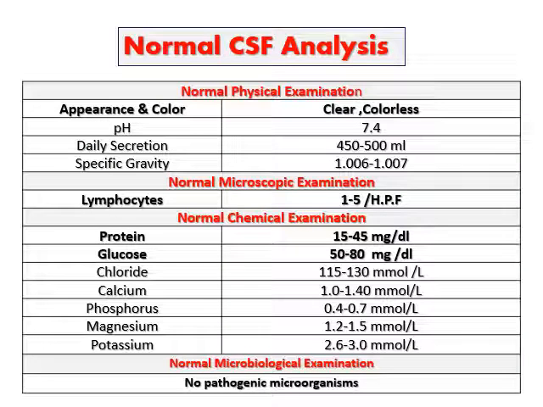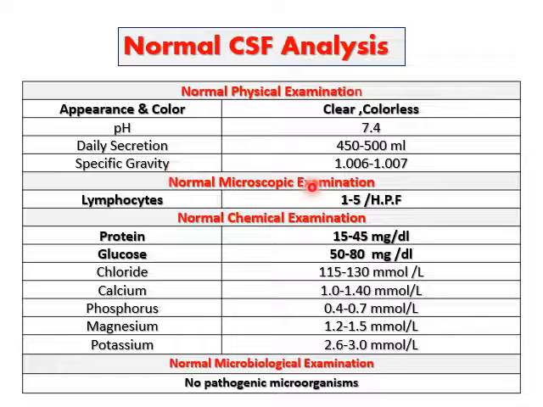Okay, first we need to know the normal values of the CSF analysis. It is divided into physical, microscopical, chemical, and microbiological. The physical, at first you look at the tube for the color and the appearance. Normally it is clear and colorless. pH is 7.4. The daily secretion is about 450 to 500 milliliters, and the specific gravity is 1.006 to 1.007.